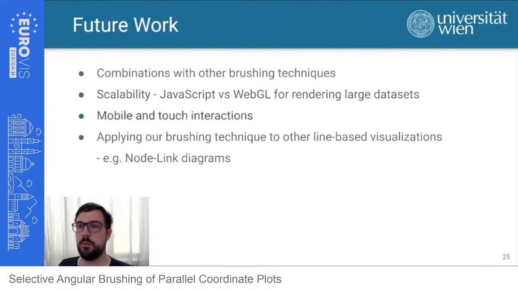Another interesting topic is the interaction on touch-enabled devices. We can easily reproduce the simple click and drag gesture by using touch events, possibly leading to a better usability of parallel coordinate plots on mobile devices. Finally, we can see this brushing technique applied to other line-based visualizations. It is not inherently limited to parallel coordinates and could also be helpful in node link diagrams.